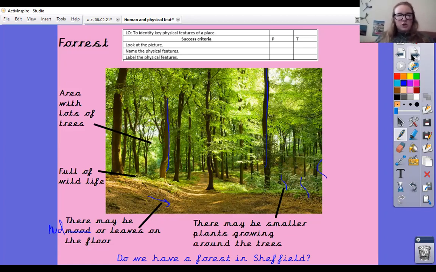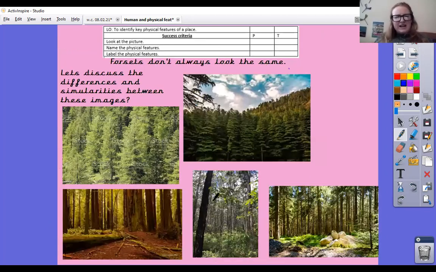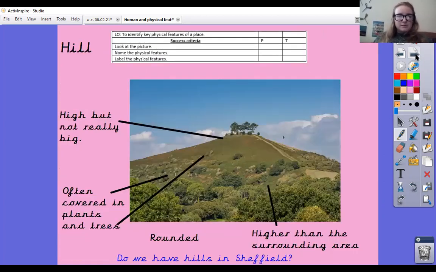So forests also look like this. A forest might be really, really dense with lots of trees. You can barely walk through it. It's so crowded. The trees could be so tall that you can't even see the top of them. The trees may be on the ground where they've died and fallen over. It might be really spread out like this one, so you can walk all through the trees. There might be big rocks and boulders. There might be grass, but these are all forests.